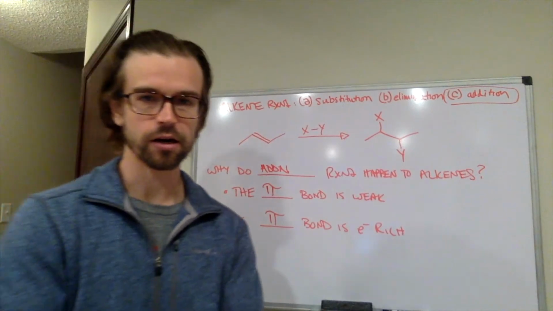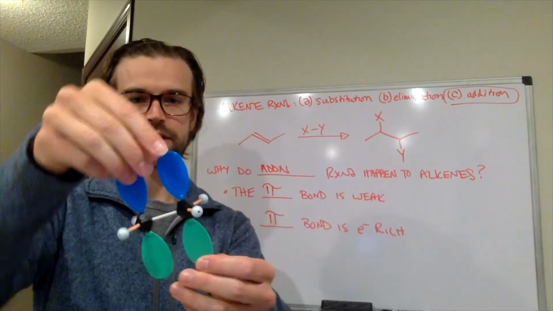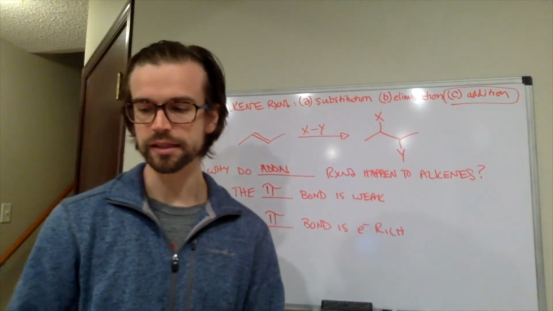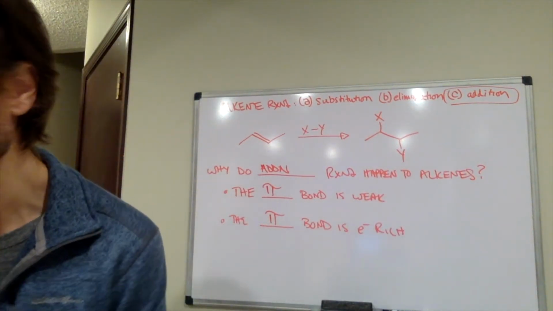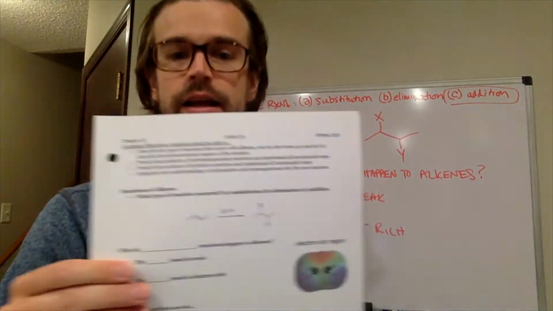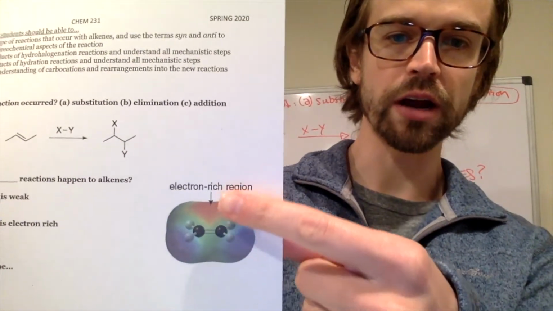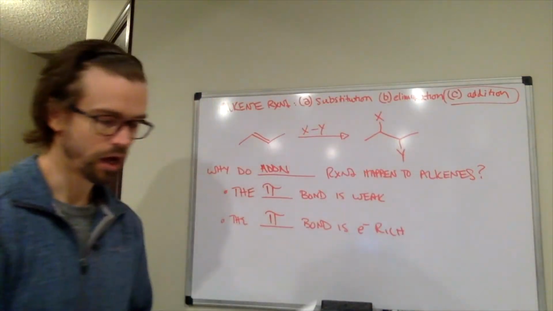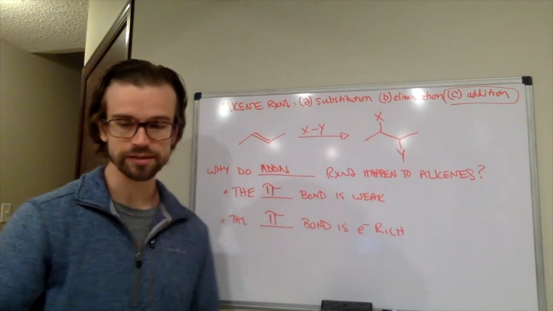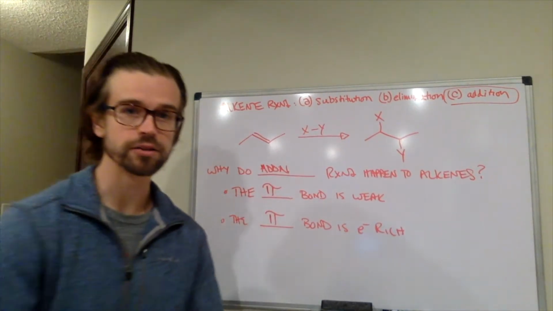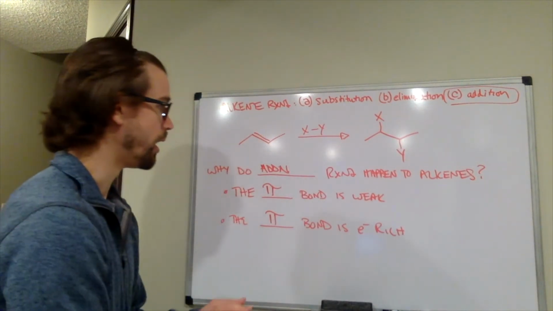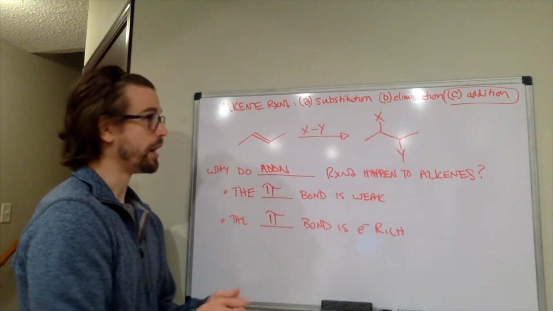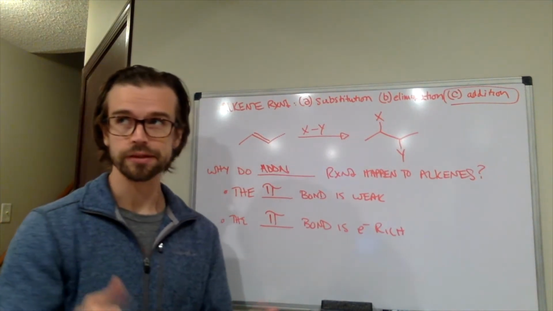Remember, what does that look like in our molecular orbitals? We have this pi bond above and below, and we can see in an electrostatic potential map that electron rich region right in between the two carbons of that pi bond. So if we have an electrophile around, if X or Y is electrophilic, that pi bond is going to give its electrons to that molecule. So that is why and how addition reactions happen in general.